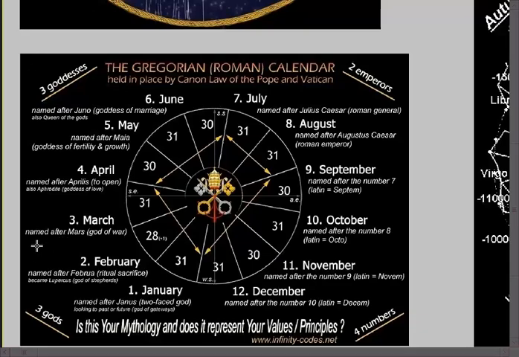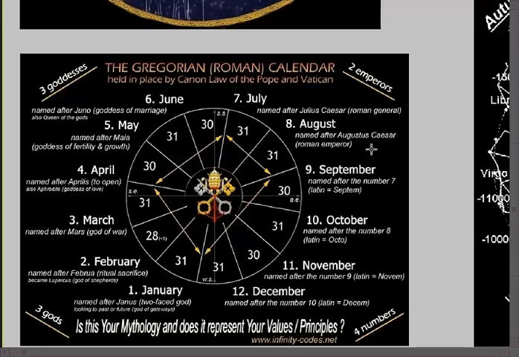March is named after Mars, the god of war. April named after Aprilis, to open. Actually, that's a contraction of the name for Aphrodite, April. May is named after Maya, the goddess of fertility. June named after Juno, goddess of marriage. July named after Julius Caesar. August named after Augustus Caesar.